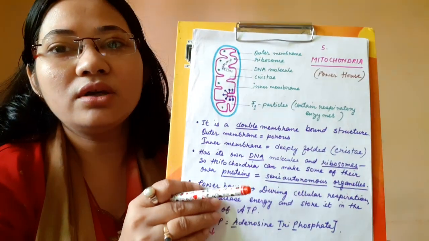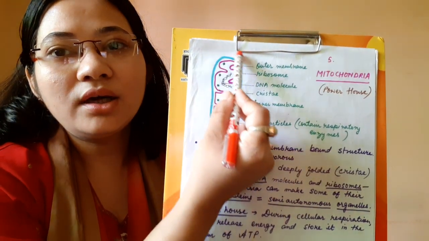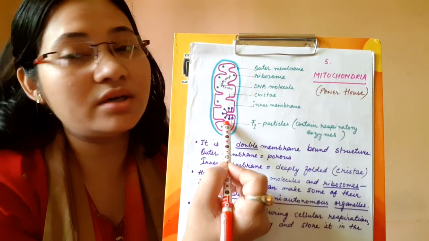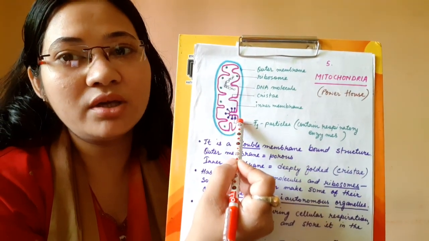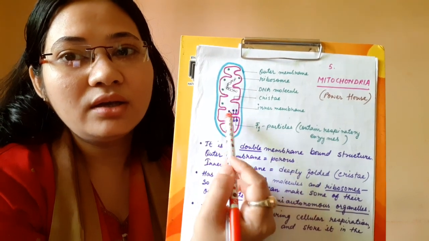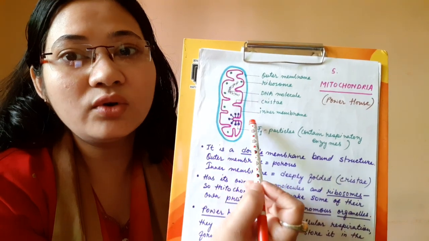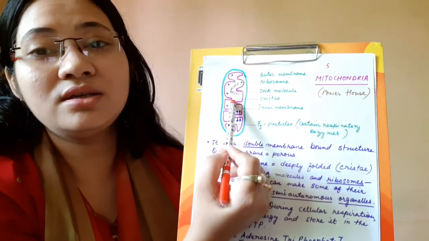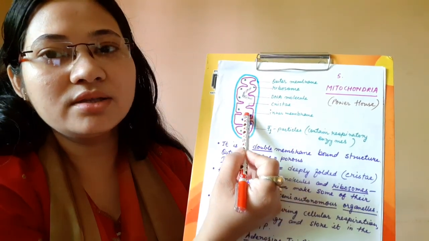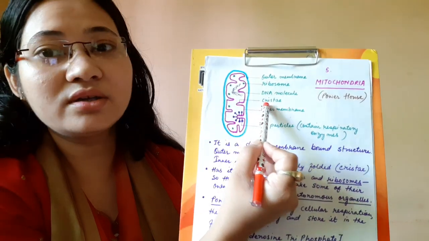Now please see the diagram carefully. Here with the help of the blue color I have tried to denote the outer membrane, because it is a double membrane bound structure. So it has an outer membrane that is blue in color and an inner membrane that is pink in color. Now this inner membrane is thrown into fold-like structures. These are called cristae. The inner membrane has finger-like projections which are called cristae.